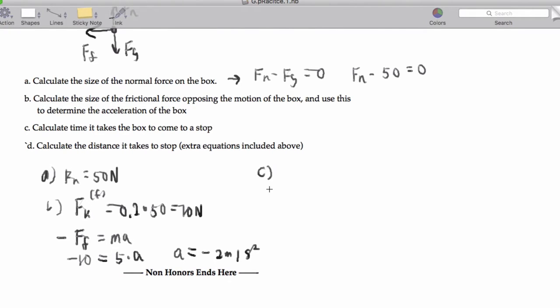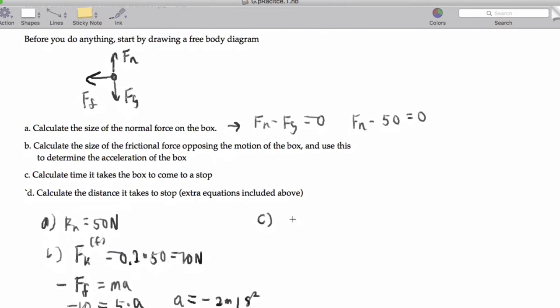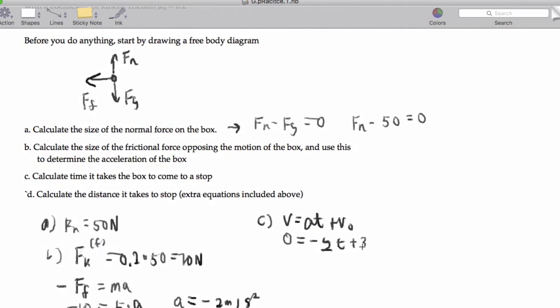Let's calculate the time it takes the box to come to a stop. We'll use our kinematics formulas. So that will be v equals at plus v naught. So 0 equals negative 2 times the time plus our initial velocity, which is 30. And that's going to give us a time of 15 seconds.